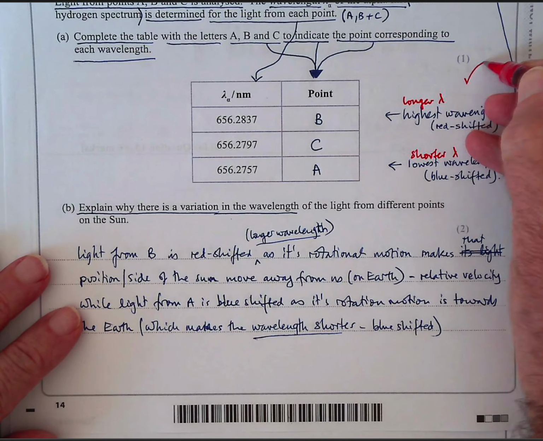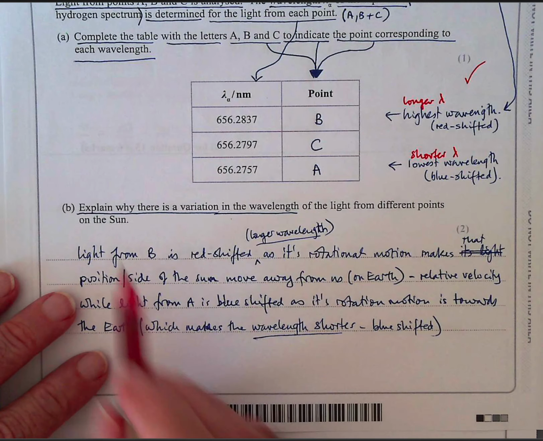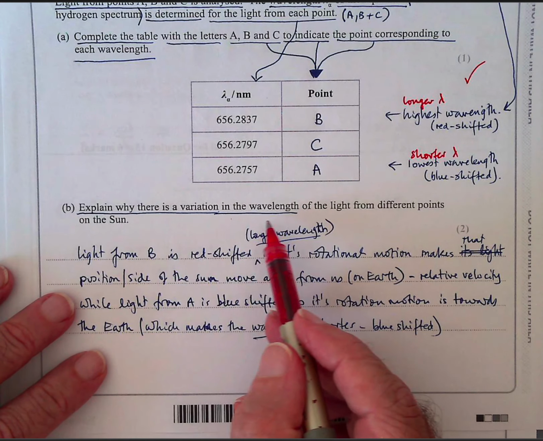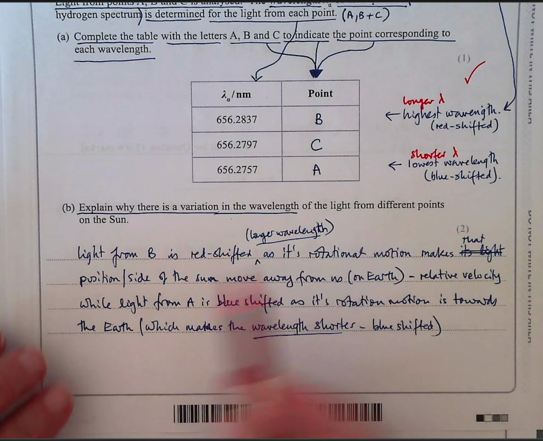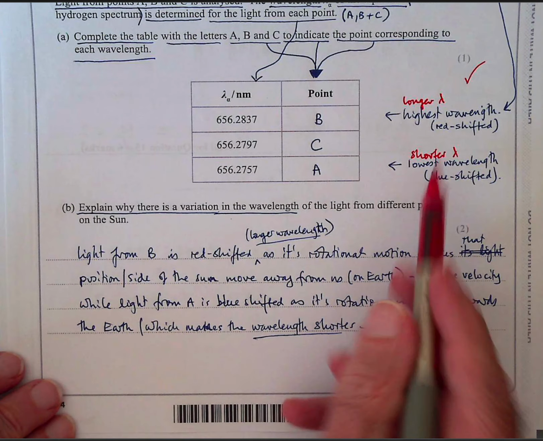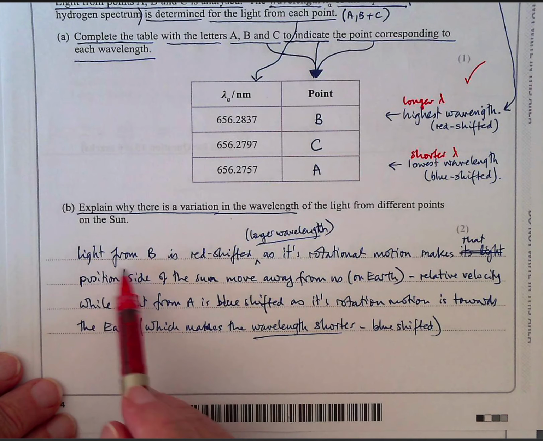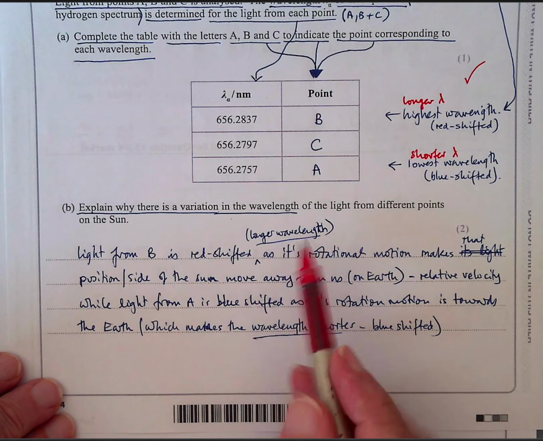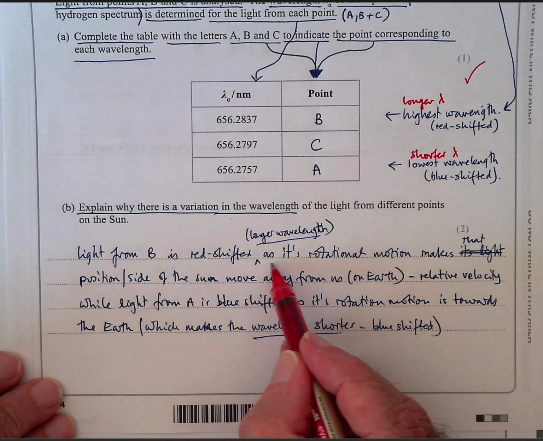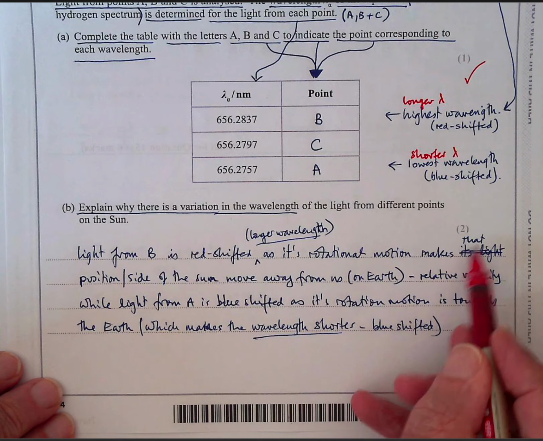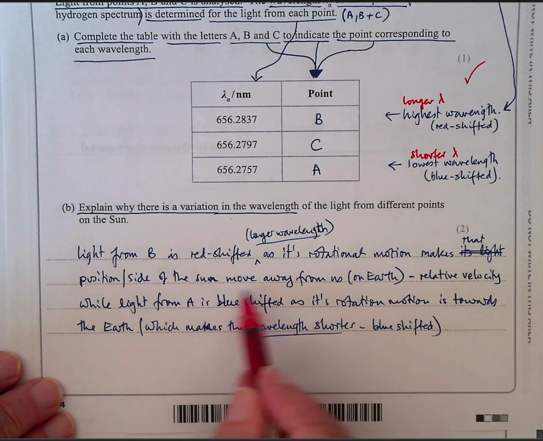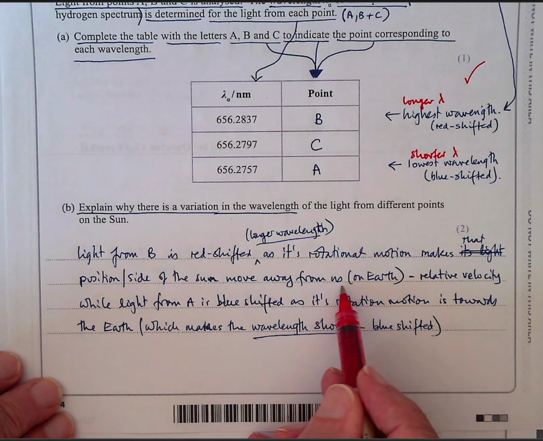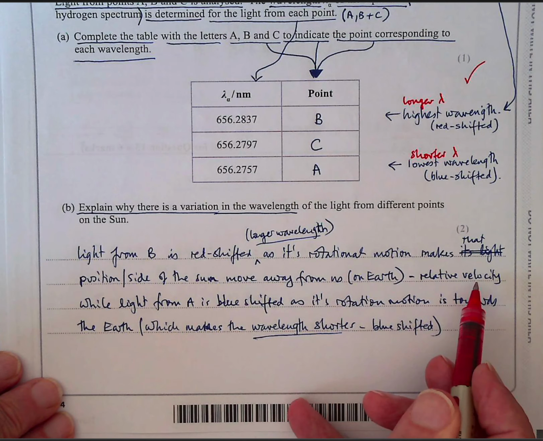We got 1 mark for working it out correctly. It then says, explain why there's a variation of the wavelength of the light from different parts of the sun. Well, that's basically what I've explained here, so you've got to put it in English. Light from B is redshifted towards larger wavelengths, or longer wavelengths, as its rotational motion makes that side of the sun move away from us on Earth as relative velocity.